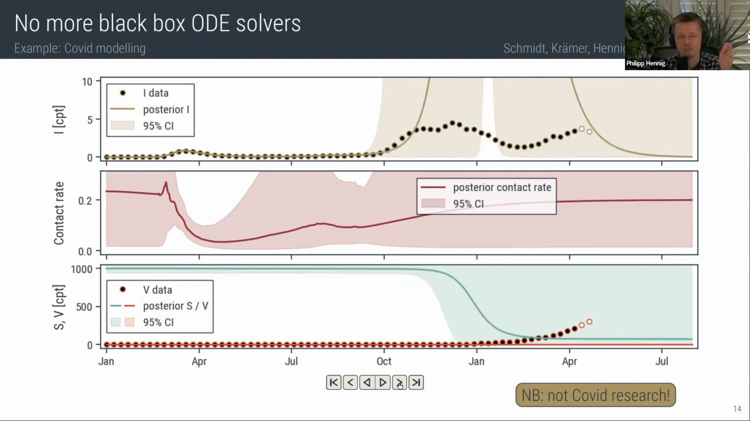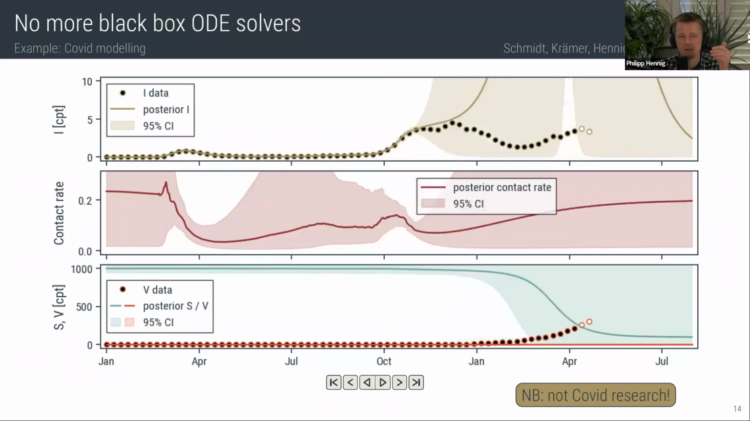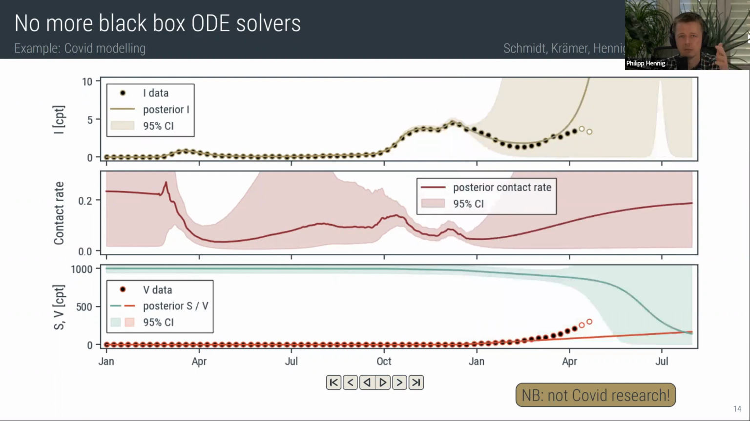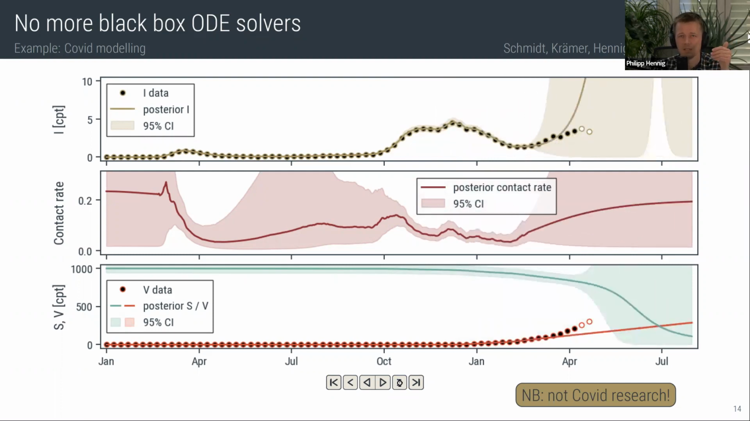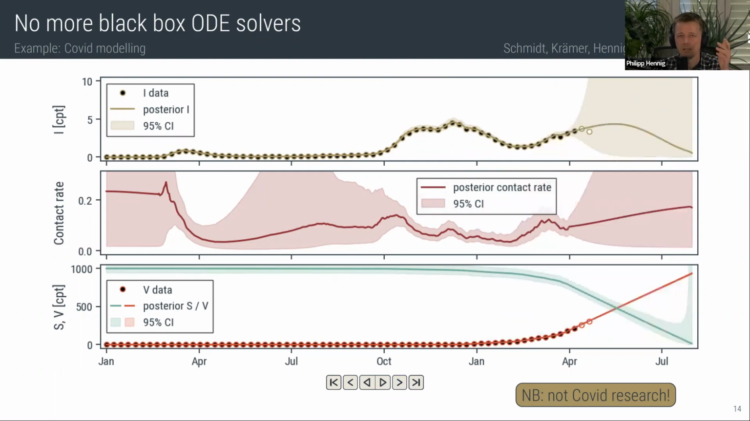Then the second wave hit, that was in winter last year, and we again learn about what the contact rate is and how it behaves over time. It goes down. There was a lockdown over Christmas. There was a pretty severe lockdown in Germany. And then the summer comes again, and we again see that people are beginning to meet more often. Then we reach the spring, and then the simulation ends.